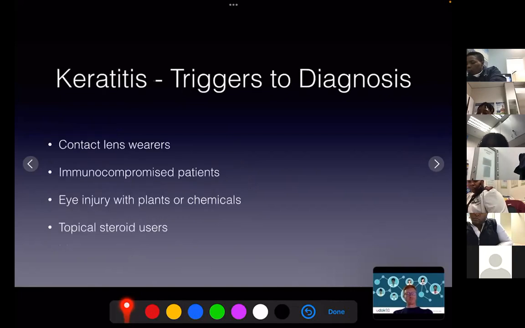Now, these are the triggers to diagnosis. When you're taking the history, you'll find that these patients are usually contact lens wearers, immunocompromised patients, obviously our vast HIV population, those taking immunosuppressants, I mentioned topical steroid use further along there, and eye injury, so penetrating eye injury with plants or chemicals. If someone is working in the garden, they get a little scratch on their cornea, and that's how the infection got into the eye itself.